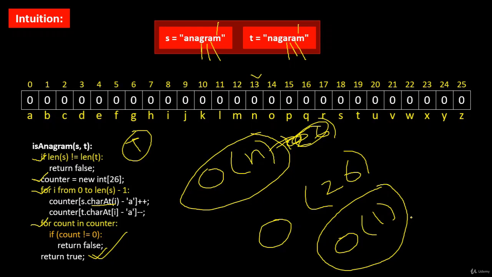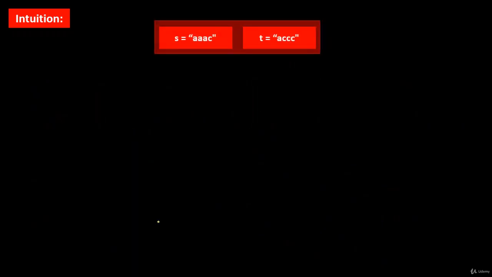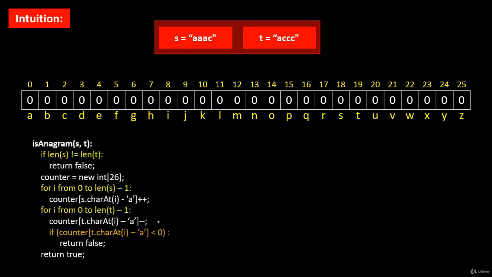We can optimize this algorithm even further. Let's see how we can optimize it. For that, let's take this as an example, and this is our optimized algorithm. Instead of doing increment and decrement together, we can first do increment, then we can do decrement, and check if we found any negative value, then we will return -1.